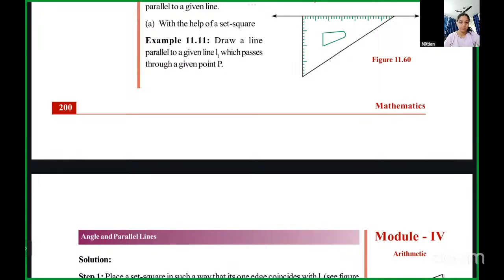Can you just repeat, ma'am? Your screen is difficult to understand. Draw one more line that passes through this point P, the point that you just marked now. Draw a line that passes through this point P. Ma'am, you're drawing a parallel line, right? Ma'am, I already drew both the parallel lines. But we are using a set square to do it somehow. Okay, ma'am.